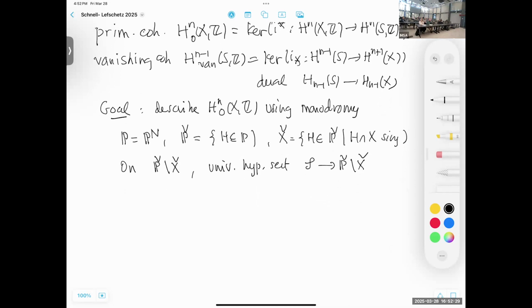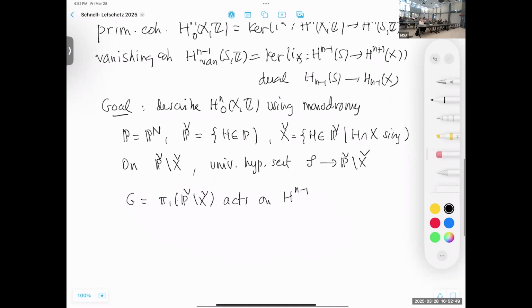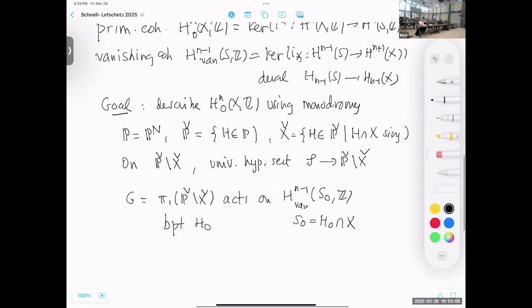Okay, and then because all of these different guys are diffeomorphic, you have the monodromy action. So if I have G, the fundamental group of that quasi-projective variety, then this acts on the cohomology of, say, some particular reference surface. And maybe it can also act on the Lefschetz cohomology. Say this is some base point, I have some particular base point H0 here, and S0 is that. Okay, that's the monodromy action.